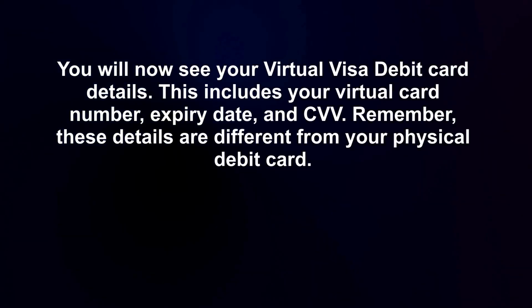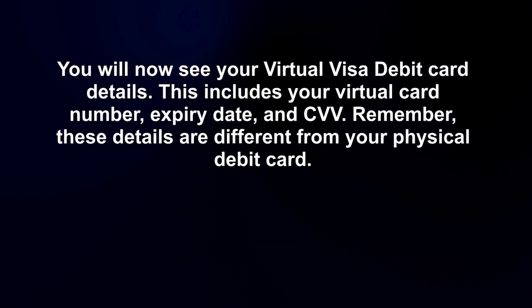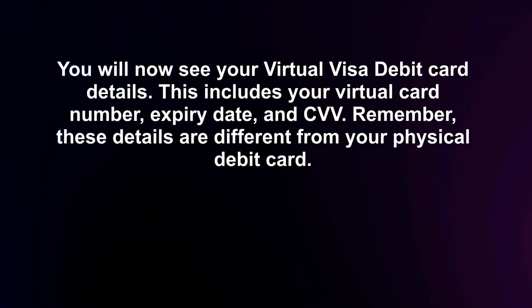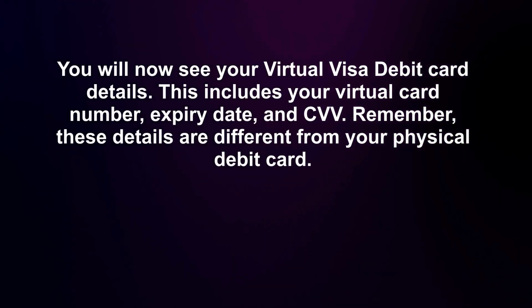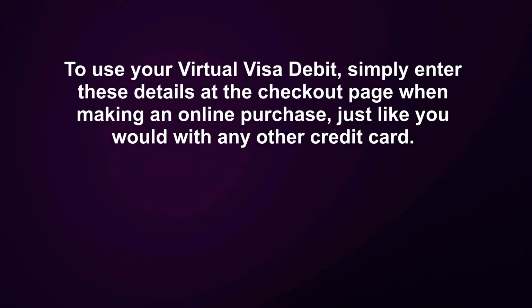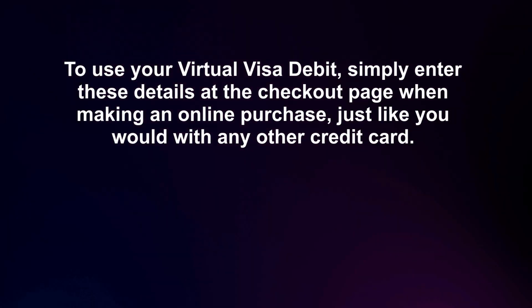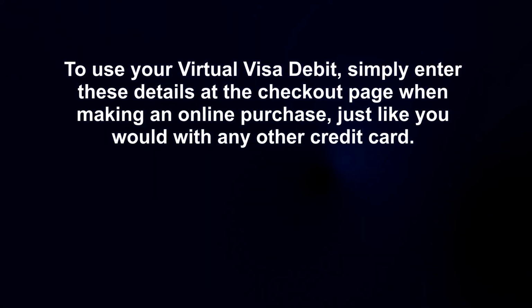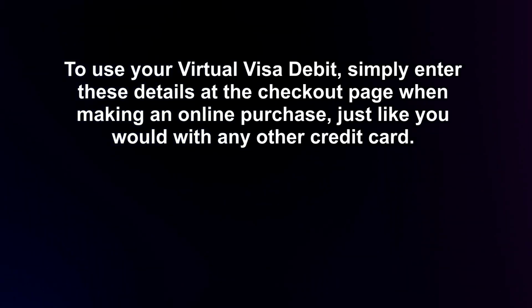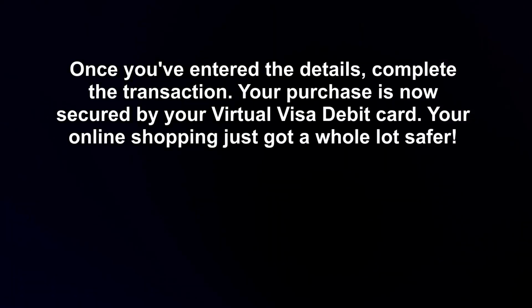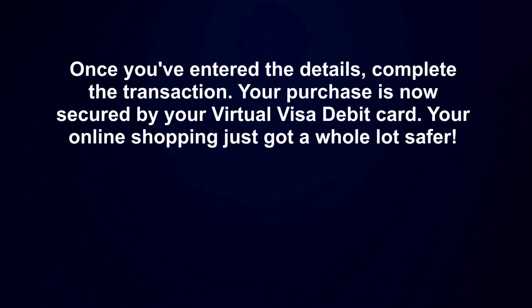This includes your virtual card number, expiry date, and CVV. Remember, these details are different from your physical debit card. To use your Virtual Visa Debit, simply enter these details at the checkout page when making an online purchase, just like you would with any other credit card. Once you've entered the details, complete the transaction.